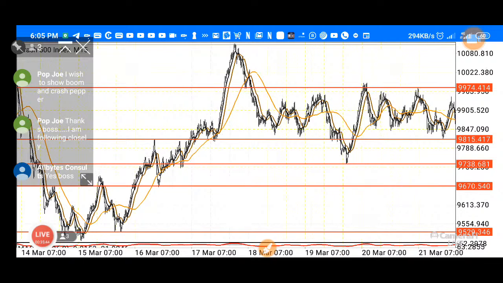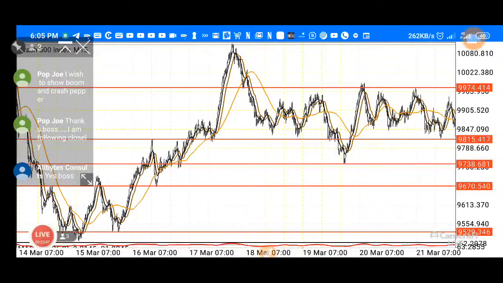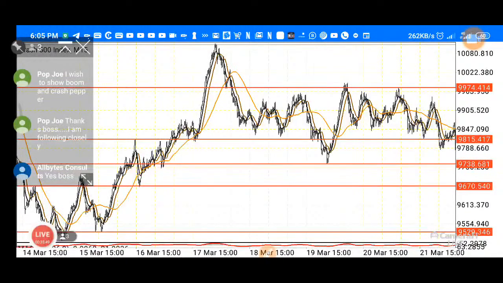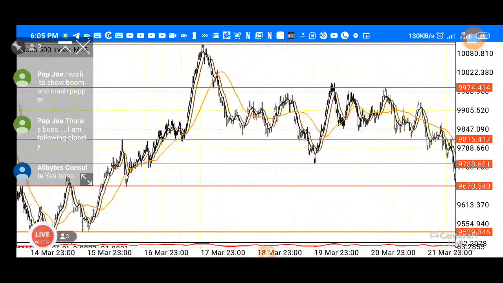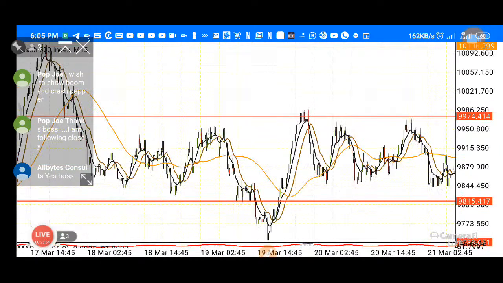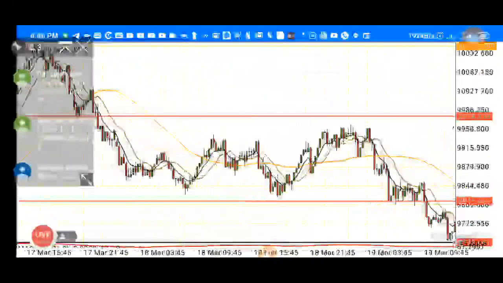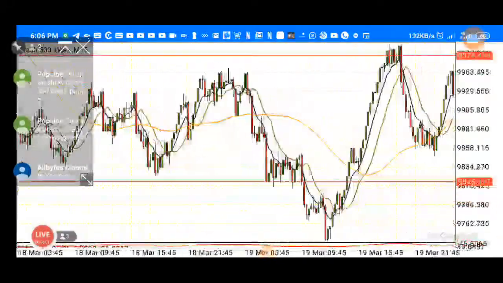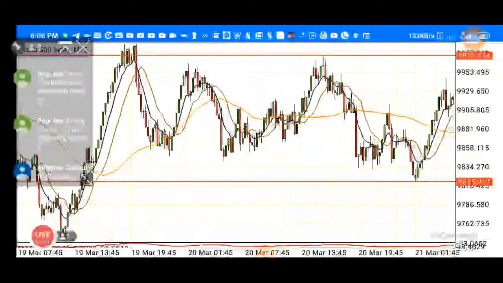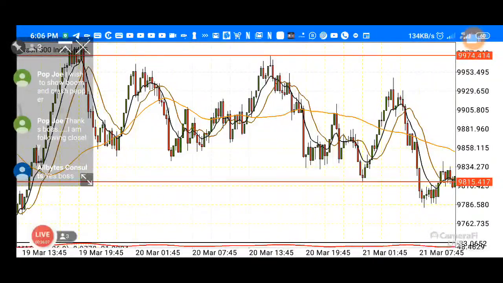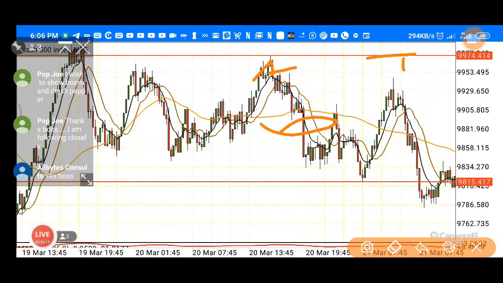So let's see what will happen. Wow. See what happened here. We were waiting. Sorry, okay, I can't find it again. Okay, this is it. I was waiting for it to touch this level and bounce, something like this. Bounce, then I enter here, then at least exit around this level. But you can see what happened now.